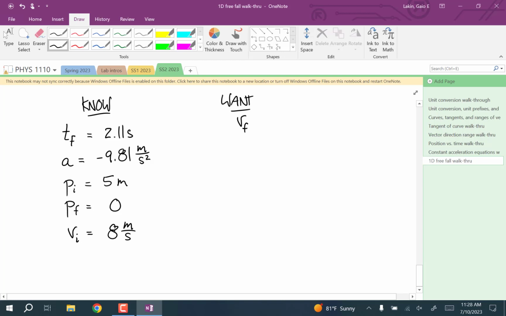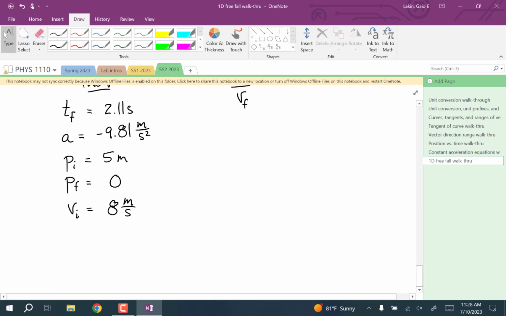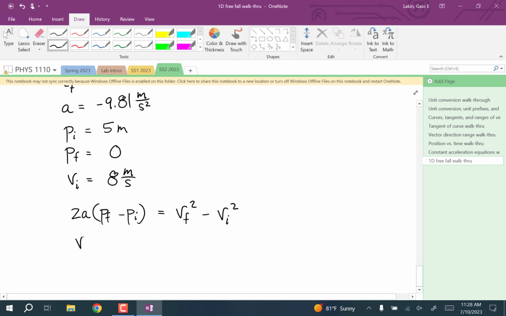So what equation can we use? There are two equations that we can use here. One is this one. And one is this one. Well, if you have more than one option, you might as well always use the simpler one. This one deals with squares. You're going to have to think about the signs of your answers. It's just easier to go with this one.